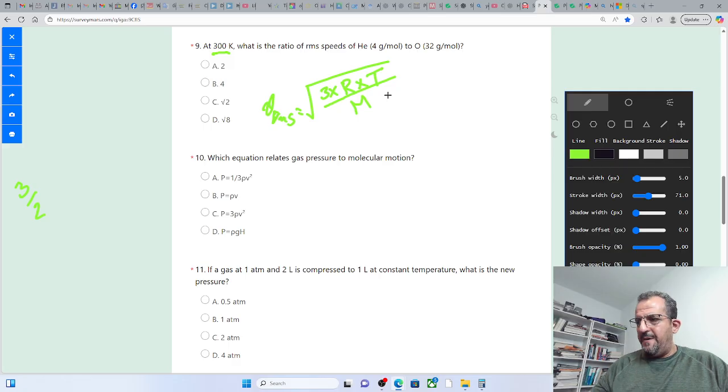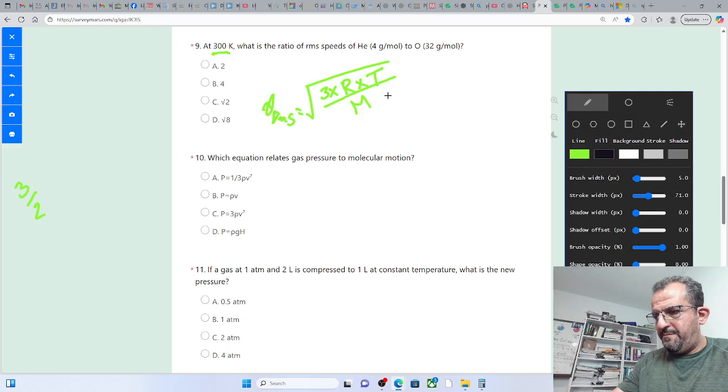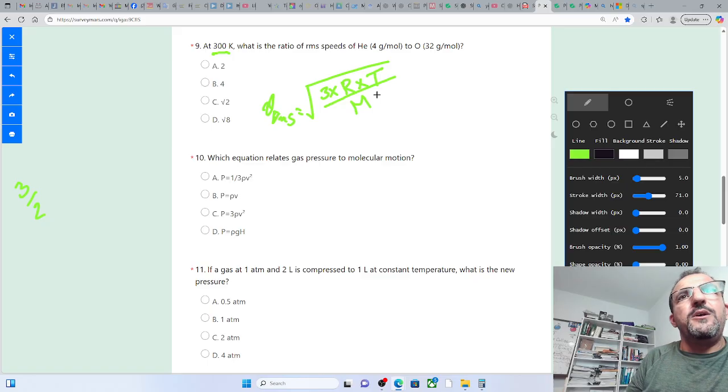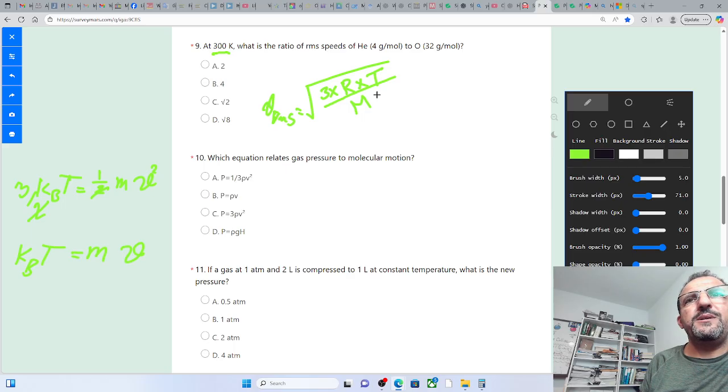I have 3/2, so I will rotate this a little bit. I have 3/2 times Boltzmann constant times temperature, and that's equal to the average kinetic energy, 1/2 times mass times velocity squared. Now the half will be cancelled with half, and I will end up with Boltzmann constant times temperature equal to the mass times velocity squared.